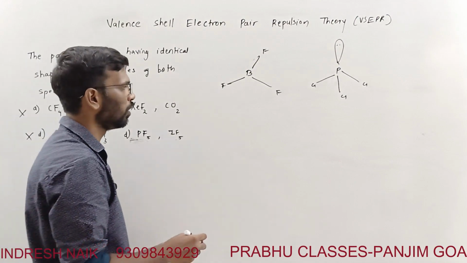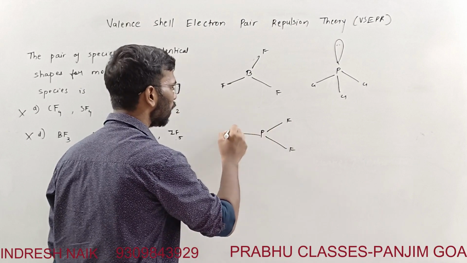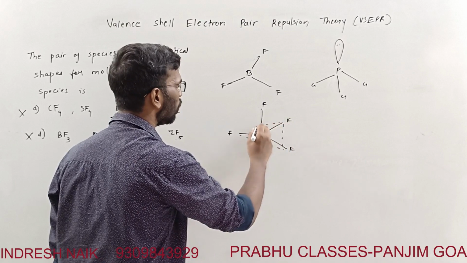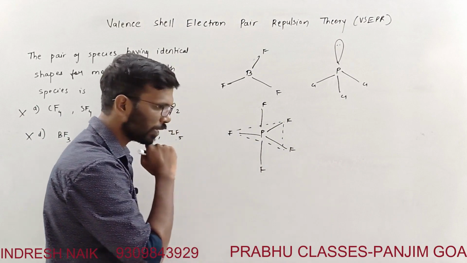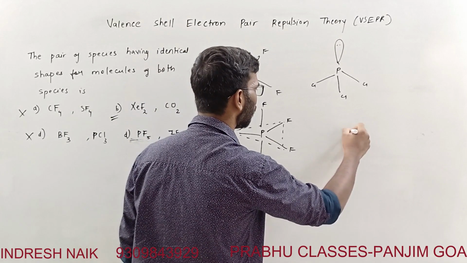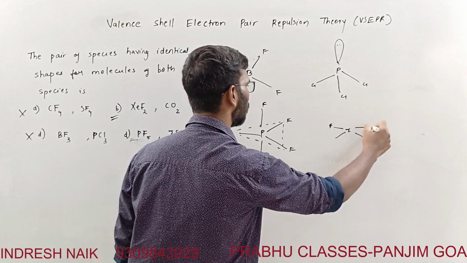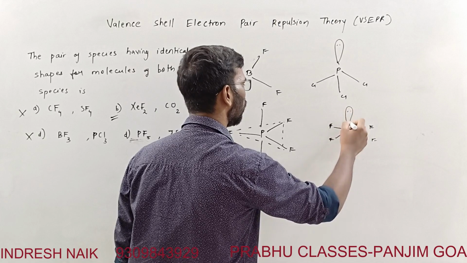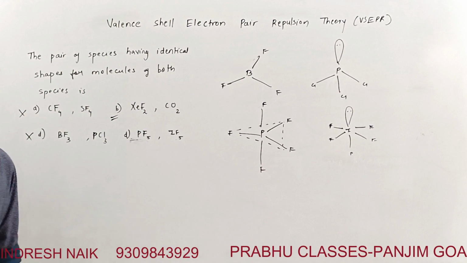PF5 and IF5. PF5 structure is this: phosphorus, fluorine, one above, one below. These 3 are in one plane. And IF5, there are 7 valence electrons, right? It is like a distorted square pyramid. There will be one lone pair. So they are not the same. So the answer is option B.